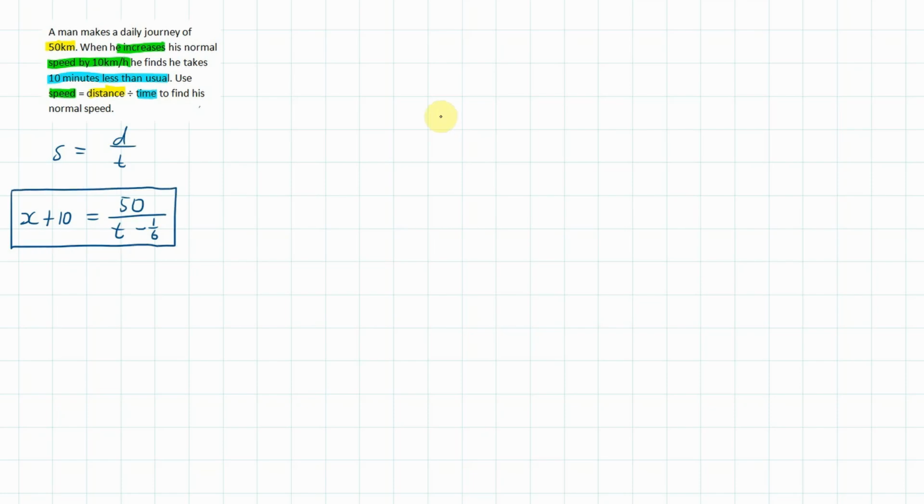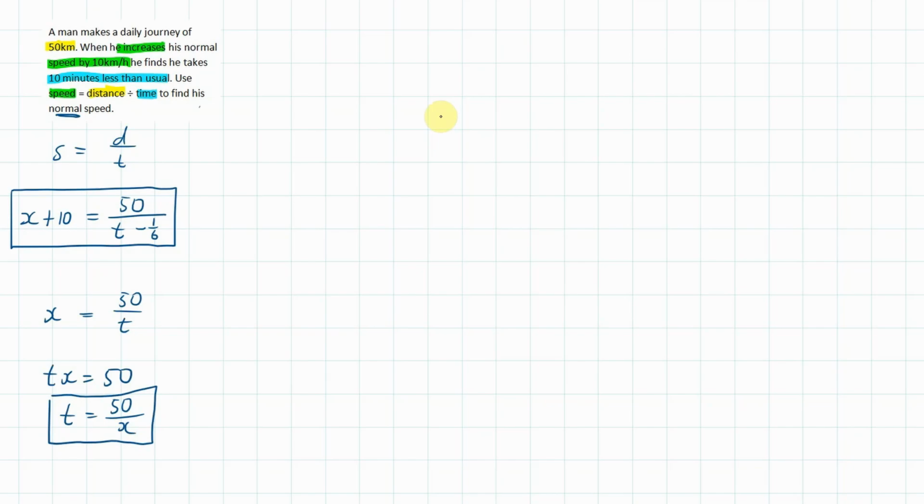Then I have a second equation. My second equation is the normal speed. What's happening with the normal speed? He would be traveling at x kilometers per hour, and 50 would be the distance, and time would be t. Now I'm going to rearrange this. So I get tx equals 50, and therefore x is equal to 50 over t. Let's make it in terms of t: t is equal to 50 over x. And this is my equation.